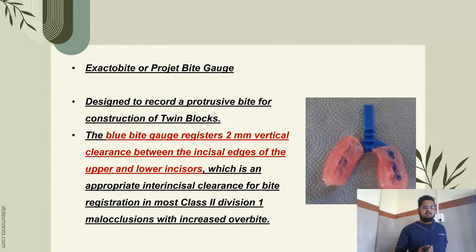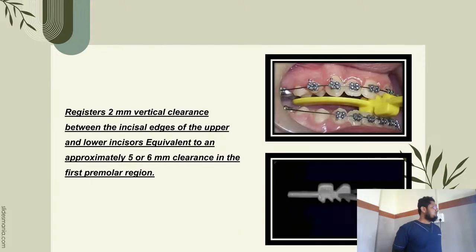The Exacto bite gauge registers 2 mm vertical clearance between the incisors. Most of the time it is useful in Class 2 division cases. It registers 2 mm vertical clearance between the incisal edges of the upper and lower incisors, which is equivalent to approximately 5 or 6 mm clearance in the first premolar region. It gives different notches. We can see the upper part of the Exacto bite has different notches for the maxillary anterior teeth, and the lower part has a single notch.